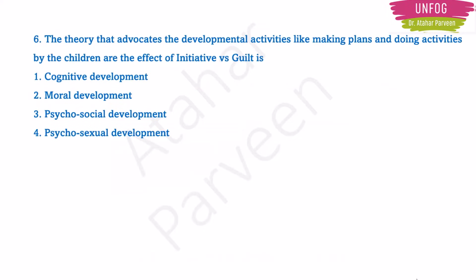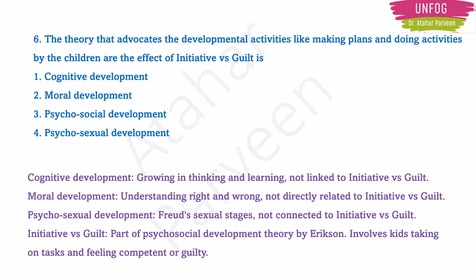Next question. The theory that advocates the developmental activities like making plans and doing activities by the children are the effect of initiative versus guilt is. So which is that theory? 4 options are cognitive development, moral development, psychosocial development and psychosexual development. Actually, cognitive development means the way the learner is growing in thinking and learning. So this is not directly related to initiative versus guilt. Then coming to moral development, it is understanding right and wrong. This is also not directly related to initiative versus guilt.